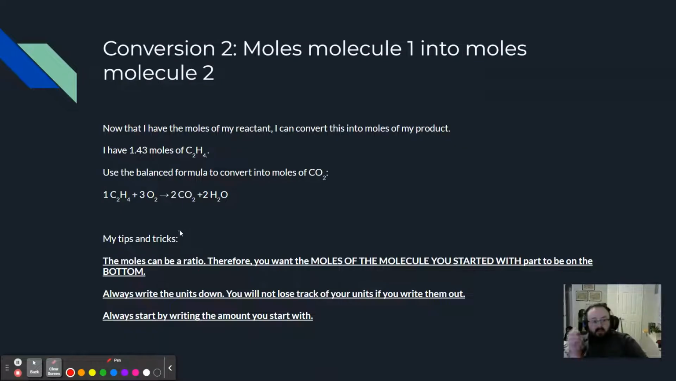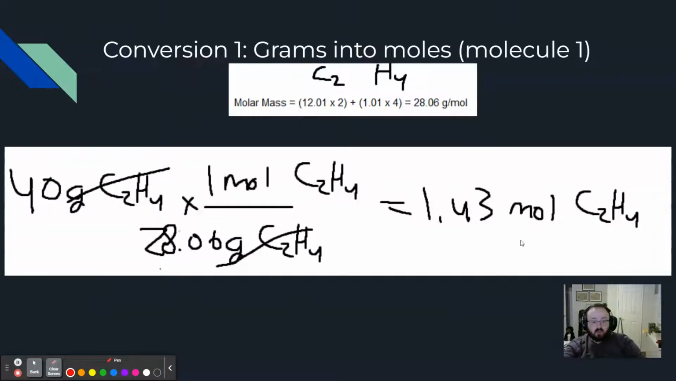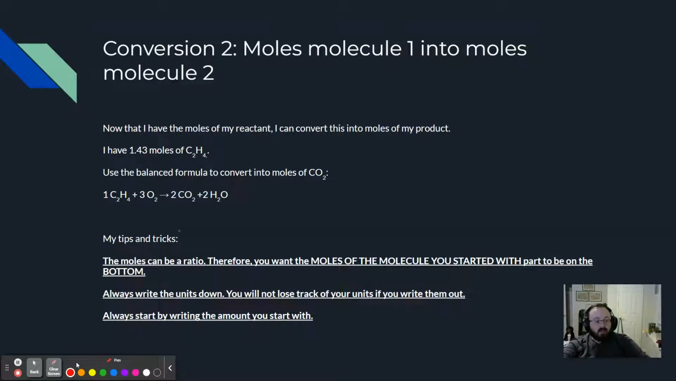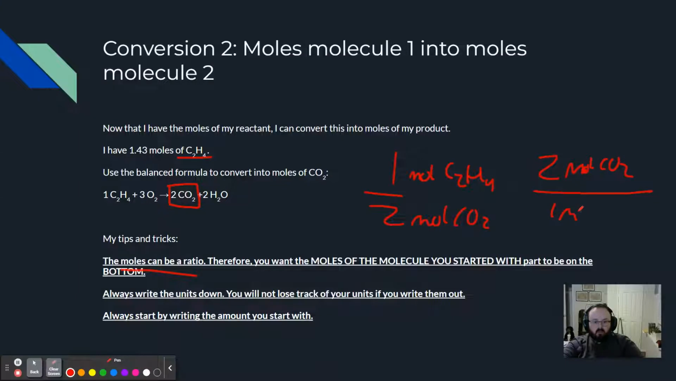Okay. The second conversion, we now have moles of ethene. Now, we need to take this moles of ethene and convert it into whatever that second molecule is, which I said was CO2. I wanted to convert to CO2. So here's our balanced formula. All right, this mole ratio is also a ratio. So we have 1 to 2 of moles of C2H4 and moles of CO2. That's one of the ways. Or 2 moles of CO2, 1 mole of C2H4. We have these 2 ratios.